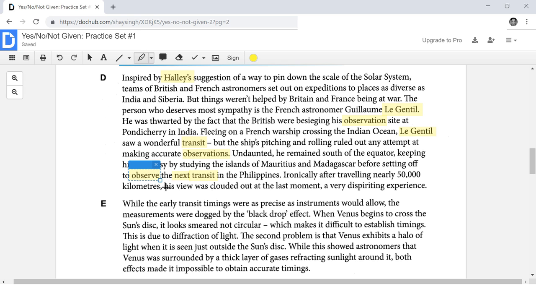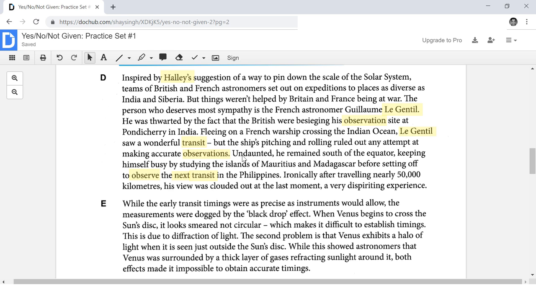So let's read this. I have a feeling that we might find our answer somewhere down here. A lot of our keywords are appearing down here. So let's see. Perhaps we'll start reading from over here, since this is where the keywords Le Gentil and transit appear, also observations. We've got three of our keywords here, so it makes good sense to start reading from here. Let's begin. Fleeing on a French warship crossing the Indian Ocean, Le Gentil saw a wonderful transit. But the ship's pitching and rolling ruled out any attempt at making accurate observations.